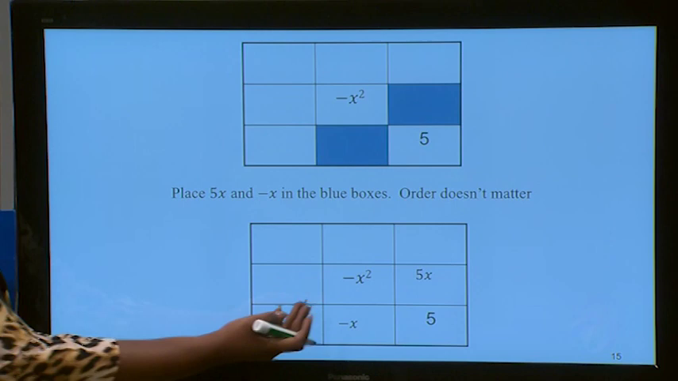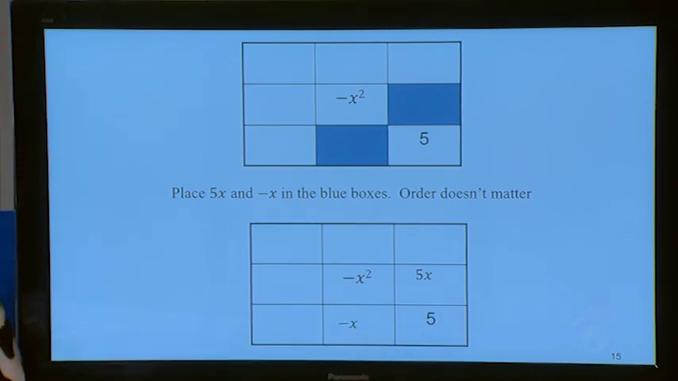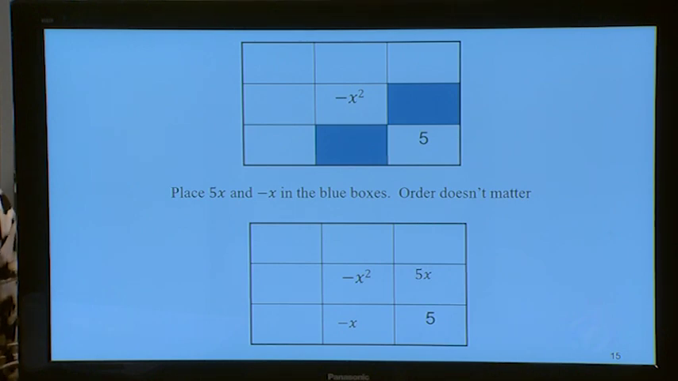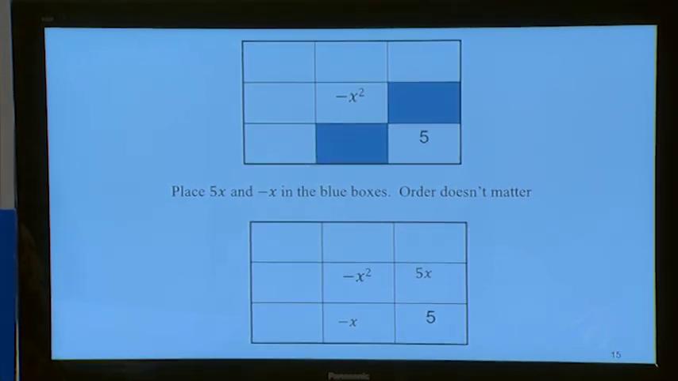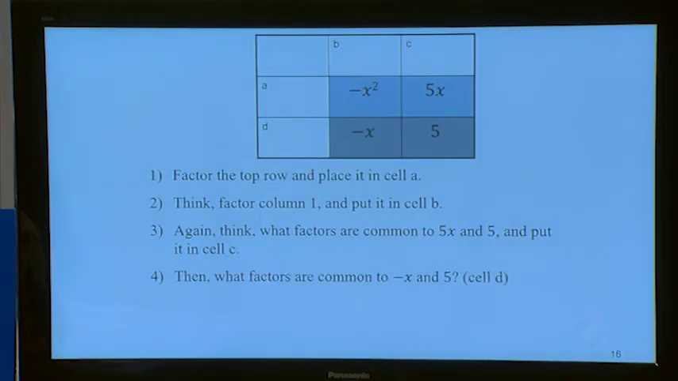Now let's look at row 1. Negative x squared and 5x. Do they have anything in common, Karima? Of course. What do they have in common? Immediately I look, I see x. You see x in common. That's the first thing that popped out at me.